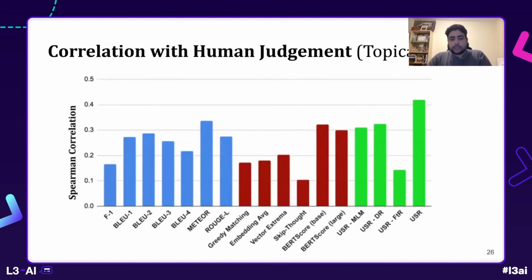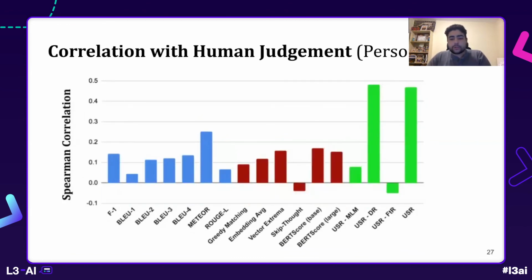Of the embedding-based metrics, BERTScore is the best performing, and of the word overlap metrics, METEOR is the best performing. For PersonaChat, we see that overall, all of the metrics do worse than they did on TopicalChat. Except we see that the USER metric is still significantly higher than everything else, almost double the correlation of every other metric.